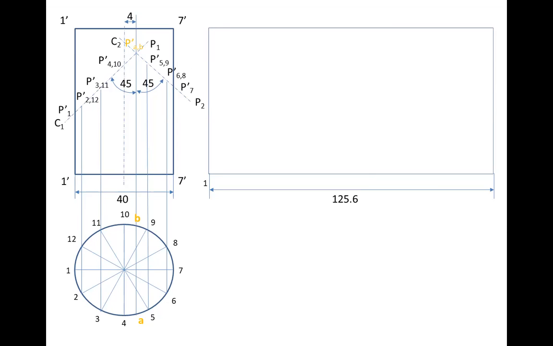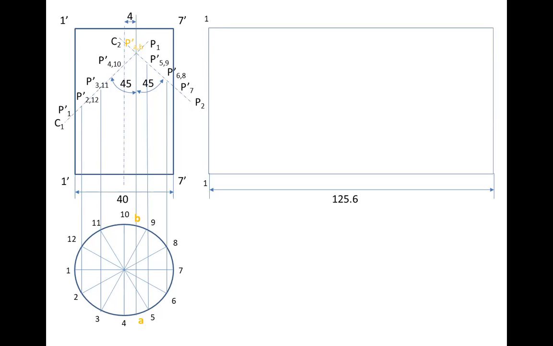Now from this, we should transfer all these points P dash 1, 2, 3, 4, 5, 7 and up to 12 in the development plane, so that we can cut the unwanted part from this sheet so that when it is rolled, we will get the required cylinder. Now for that, make 12 equal parts of this rectangle also, because for the circle, we have made 12 equal parts. Here also make 12 equal parts.